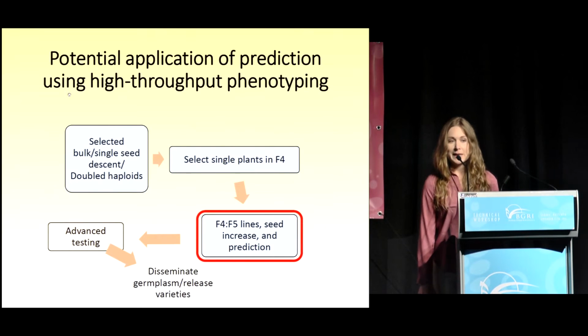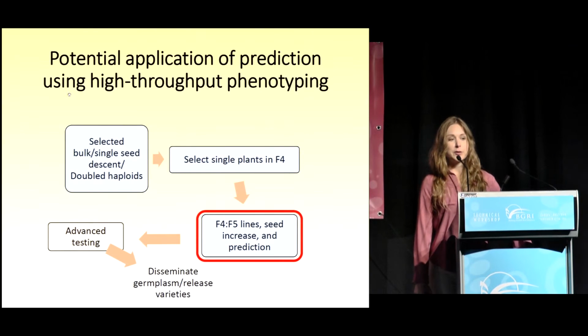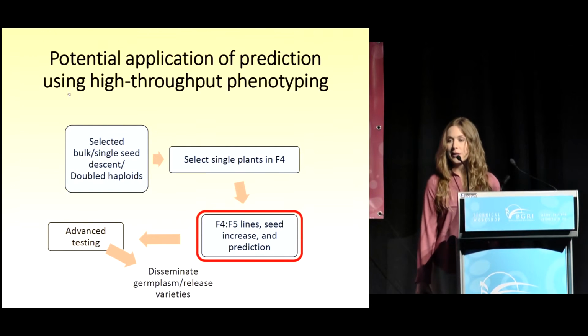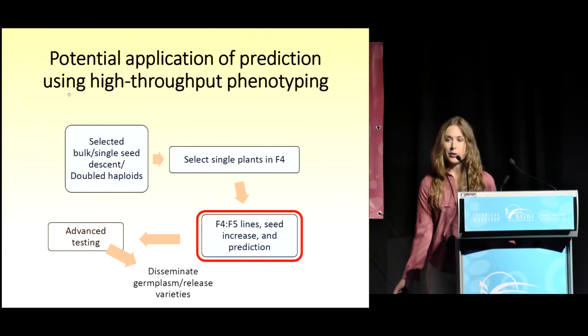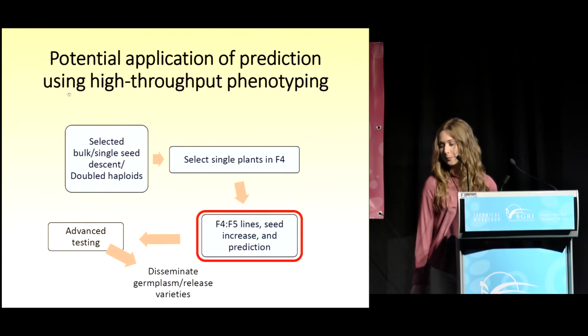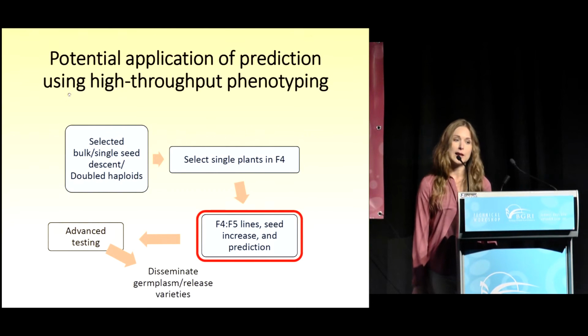Now, the stage where we are really interested in applying the predictions is after we're done fixing the line, at about the seed increase stage. We already have to grow the lines in the field anyway, because we need to increase the seed. And at that point, we might have between 30 and 50,000 lines.